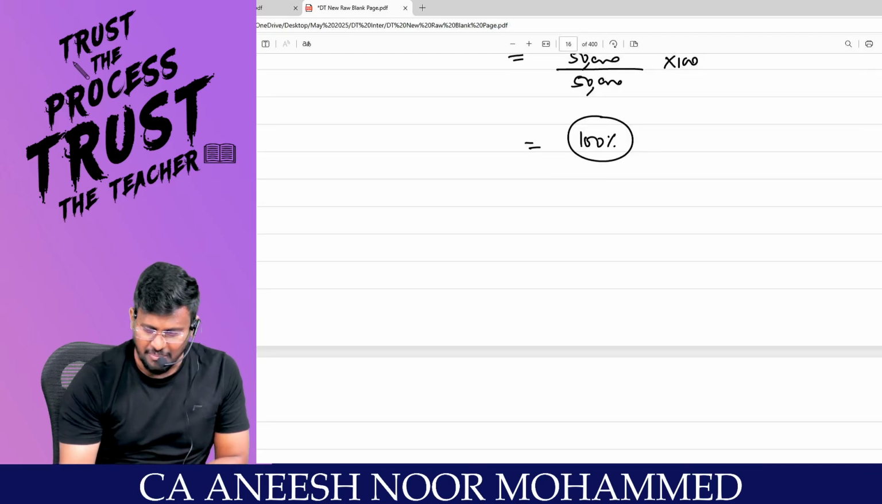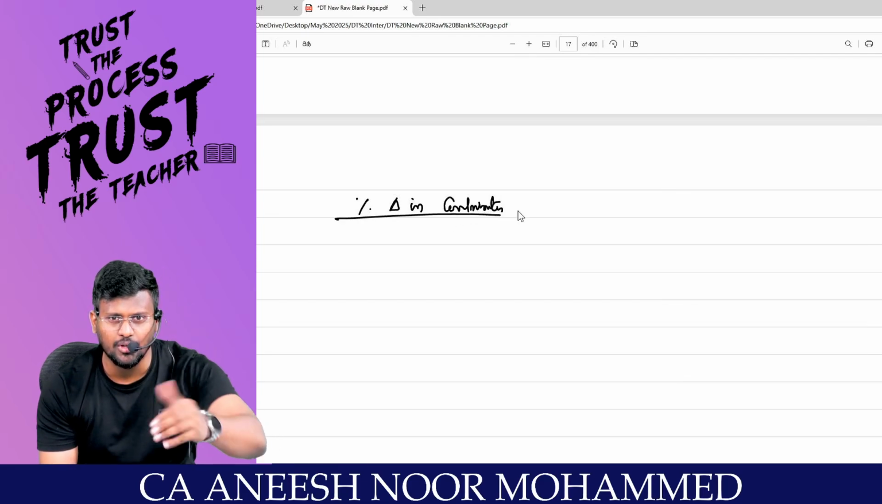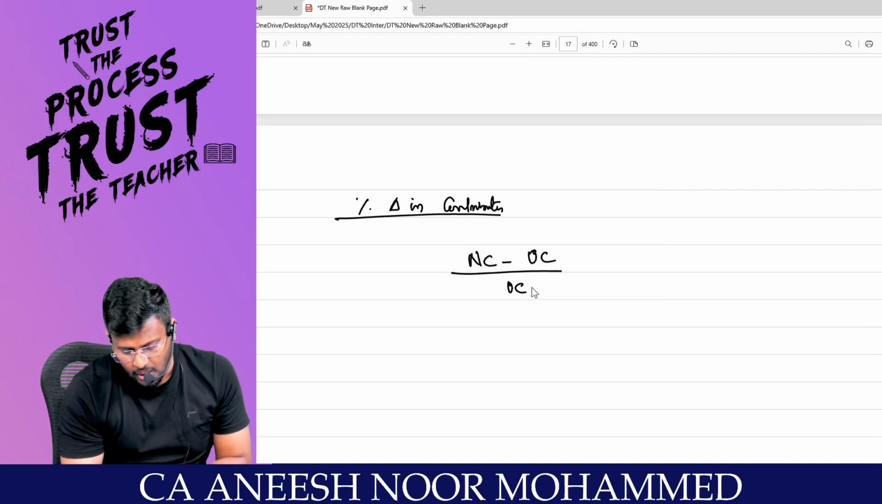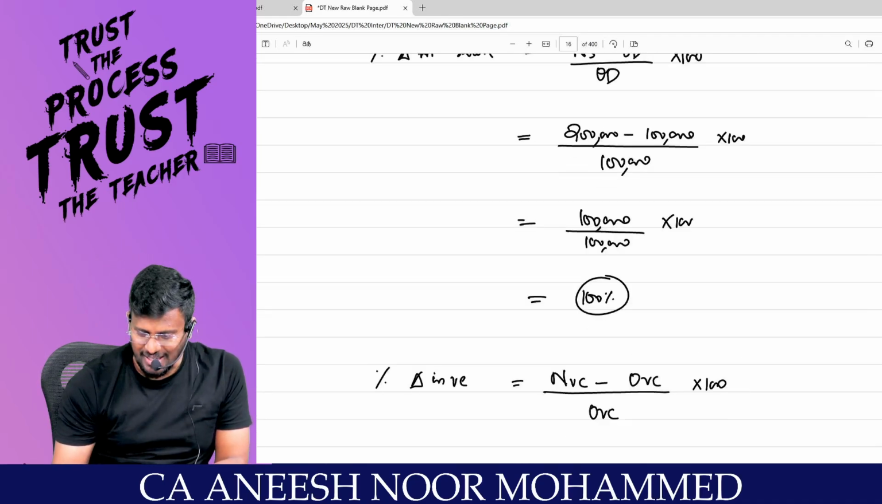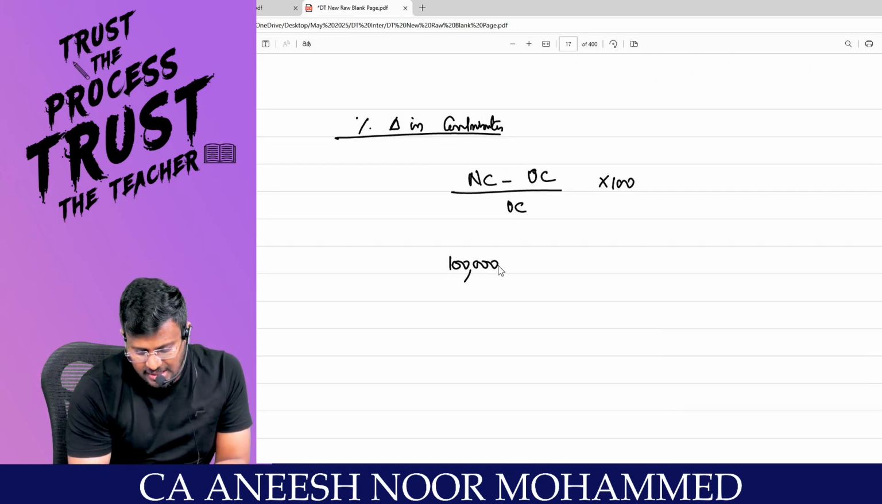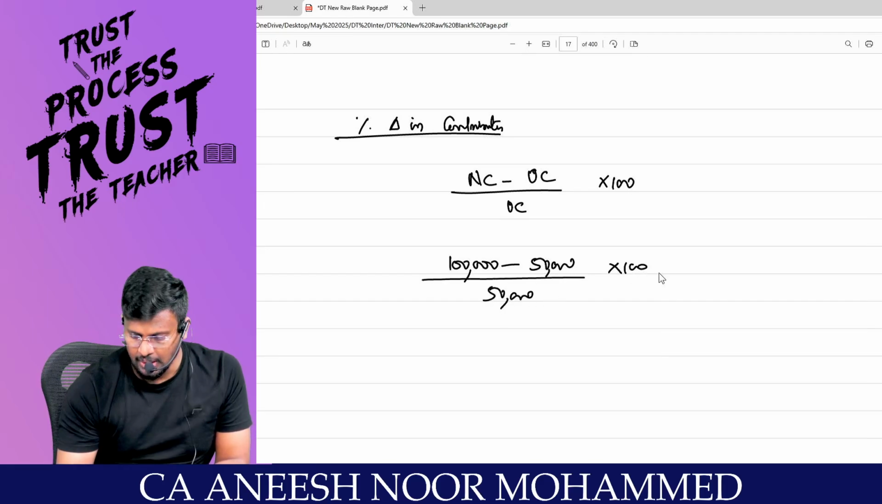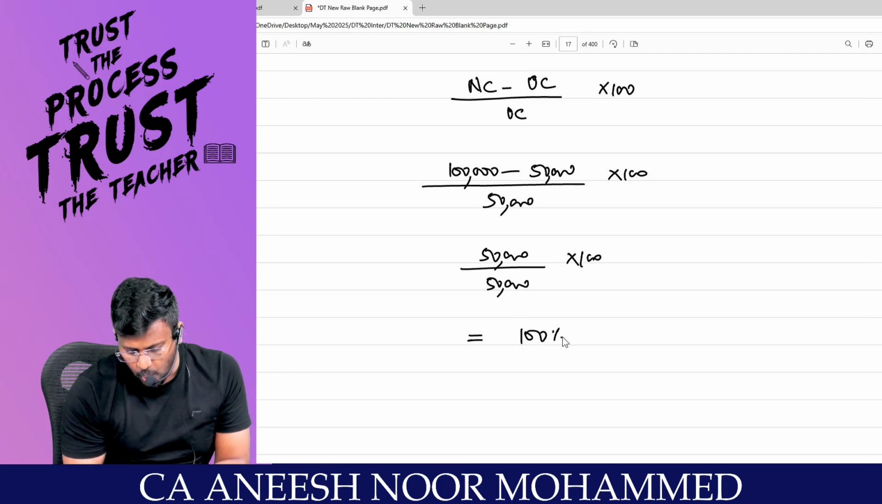Sir, this subject makes an analysis of percentage change in contribution. Percentage change in contribution, can you tell me the formula? New contribution minus old contribution divided by old contribution into 100. What is the new contribution? 1 lakh is the new contribution. So 1 lakh minus old contribution 50,000 divided by 50,000 into 100. That means 50,000 divided by 50,000 into 100. Comfortable? Is equal to 100 percentage.